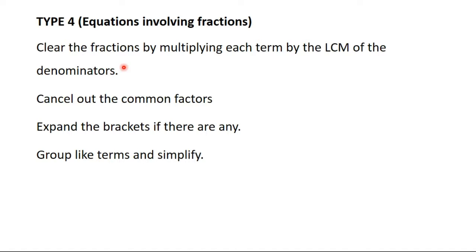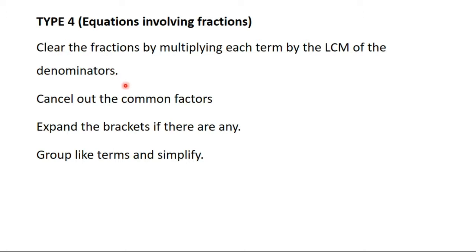Now after you find the LCM of the denominators, you multiply each term. Take note of this. You multiply each term in the equation by the LCM and that will clear the fraction. So you multiply each term in the equation by the LCM of the denominators. Now, after you've done that, you cancel out the common factors. When you cancel out the common factors, you clear all the fractions.